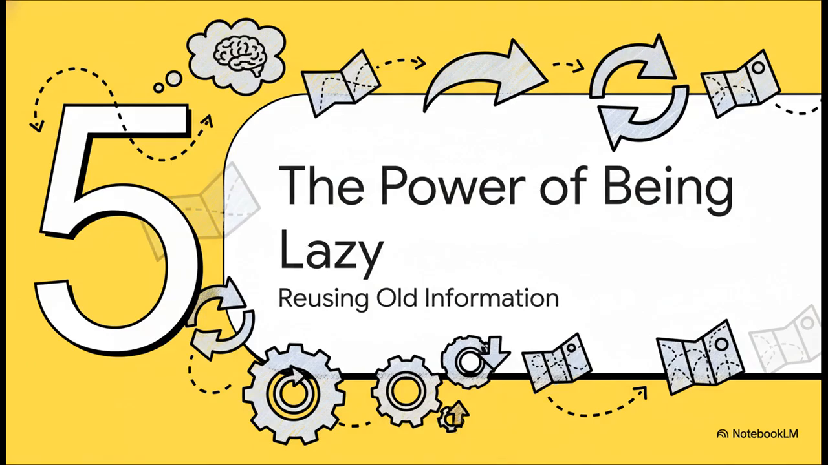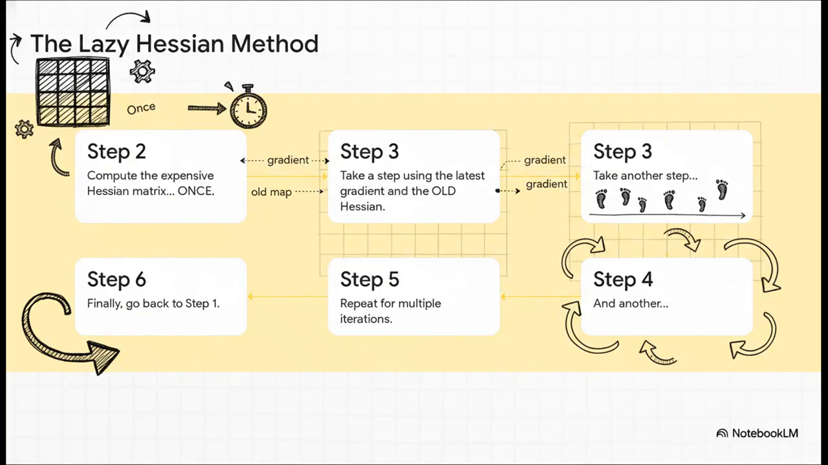But there's another idea, and it's almost beautifully simple. It asks a different kind of question. What if we just get a little lazy? And this is the lazy Hessian method. The logic is just so simple. The really, really expensive part of all this is calculating that full Hessian map, right? So let's just do it once. And then we reuse that same slightly out-of-date map for many, many steps.